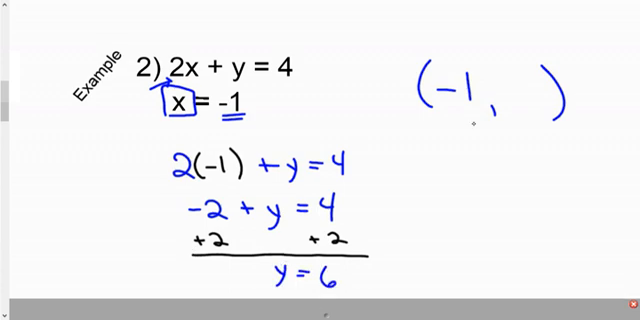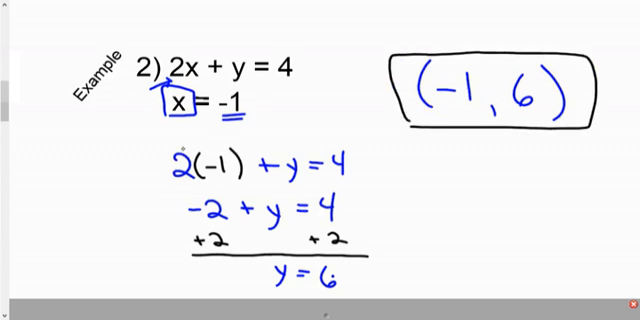And so here we go. y equals 6, so that's what that is. x equals -1. This is our solution. So when do we use the substitution method? Basically when we see one of these variables isolated all by themselves.